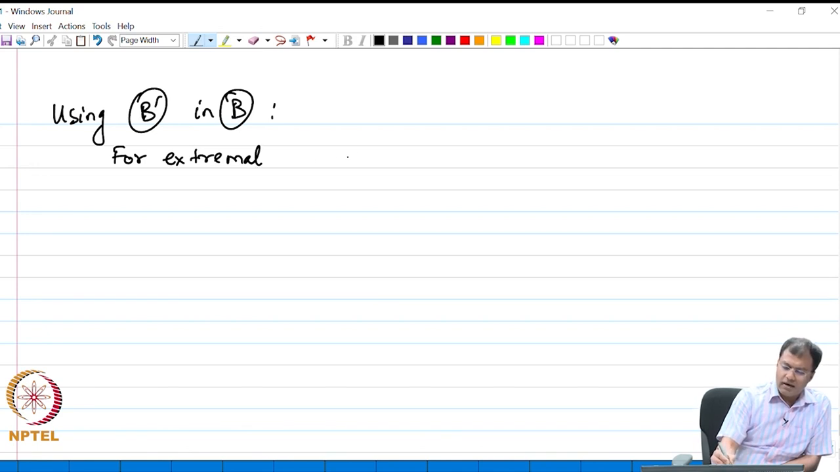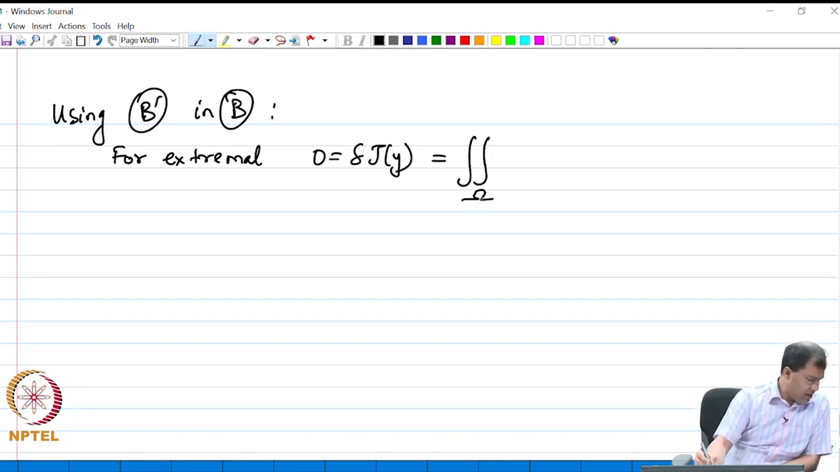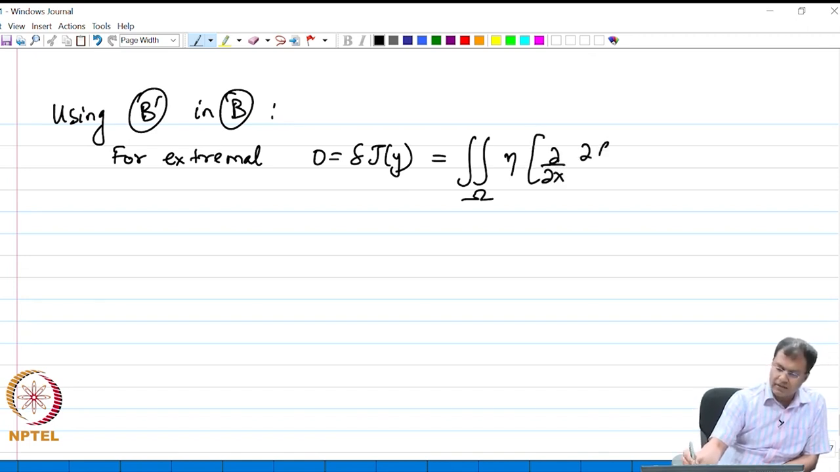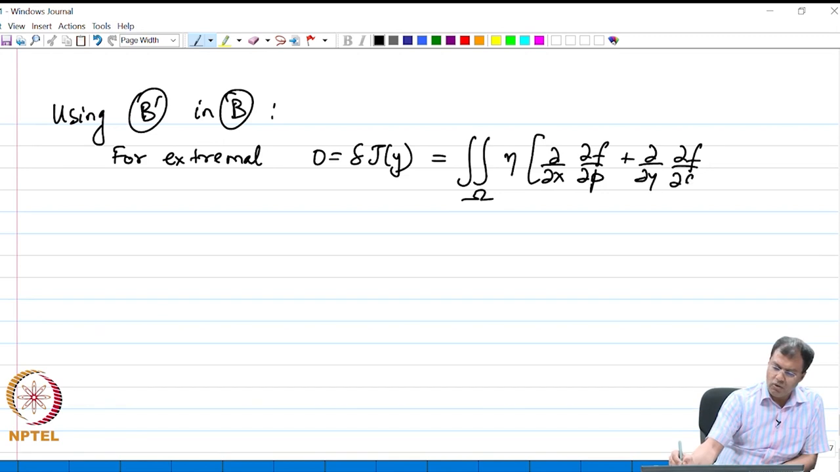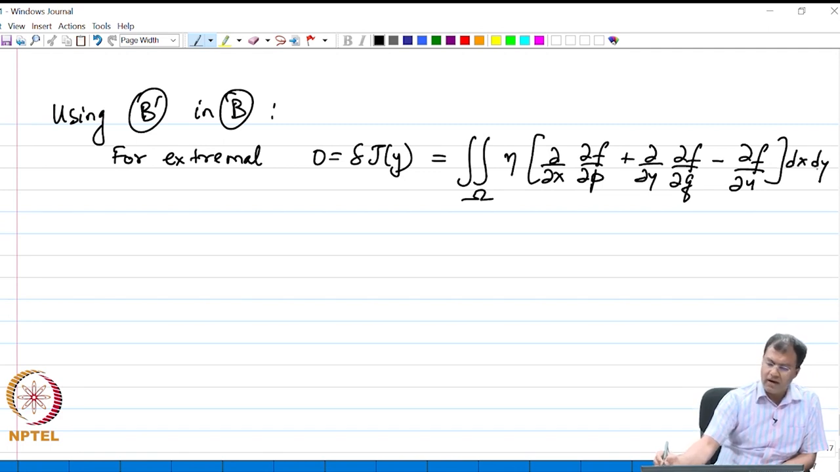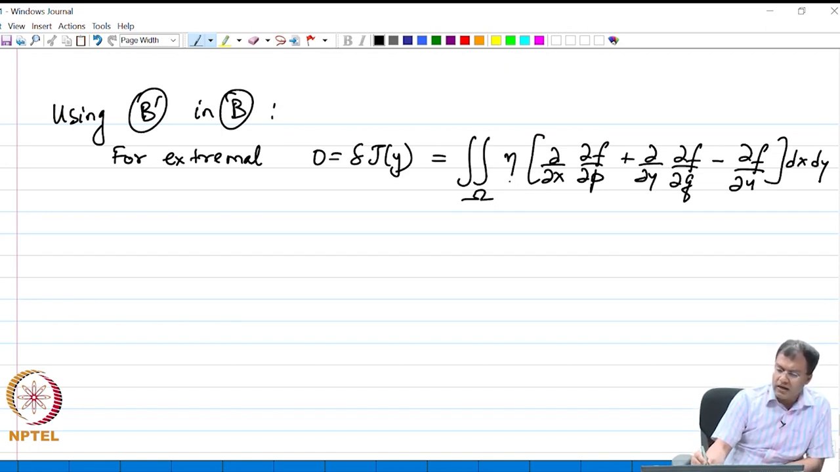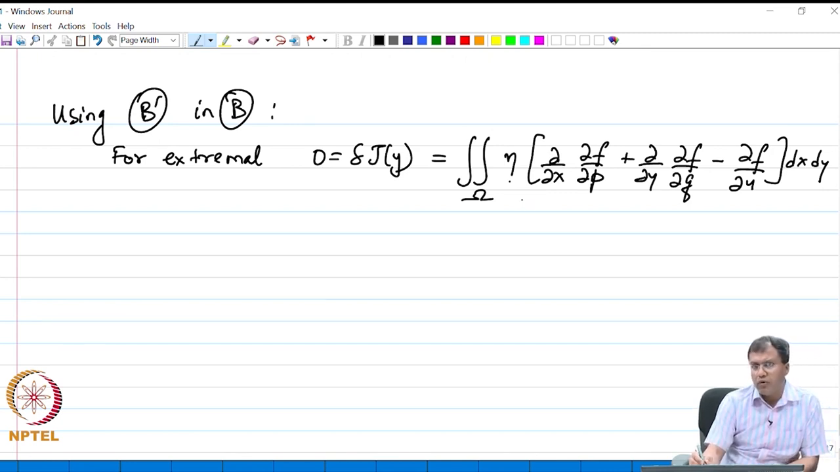I have that delta of J must be 0, but on the other hand, this is the double integral of the following quantities: eta times partial x of partial f partial p plus partial y of partial f partial q minus partial f partial u, dx dy, right? Now we have been able to successfully separate out the perturbation function eta, and the next step involves invoking a generalized version of lemma 2 discussed in our lecture 2 to change this integral constraint into a differential constraint.